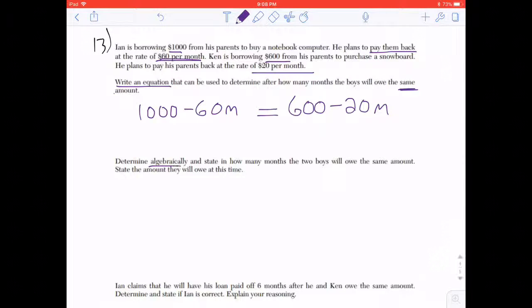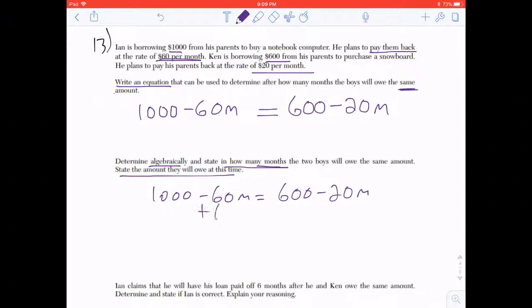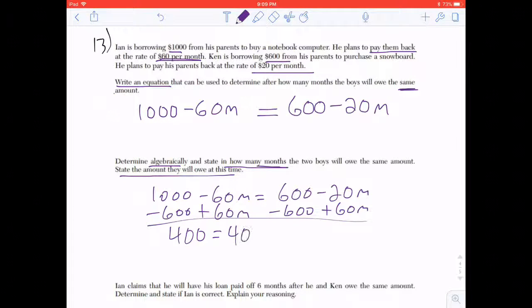Determine algebraically and state in how many months the two boys will owe the same amount, and also state the amount they will owe. So basically I'm just going to solve this here. 1,000 minus 60M equals 600 minus 20M. I'm going to add 60M to both sides, and I'm also going to subtract 600. I'm going to do this at the same time. 400 equals 40M, and when you divide by 40, you get M equals 10.